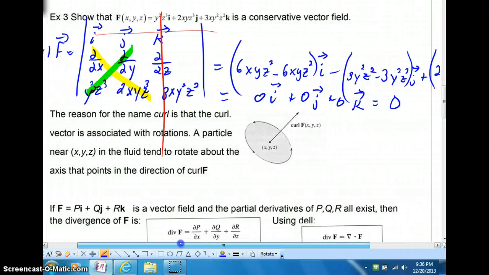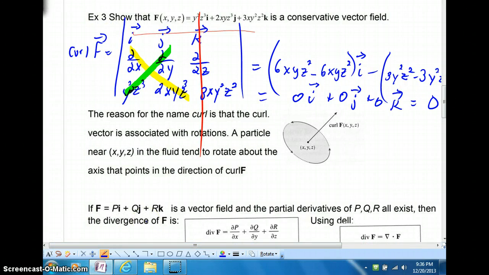So we've been talking about the curl quite a bit. The reason that we use the name curl is that it's a vector associated with rotations. A particle near a given point x, y, z in a fluid might tend to rotate about the axis that points in the direction of the curl of f evaluated at that point. So that's why it's got that name.